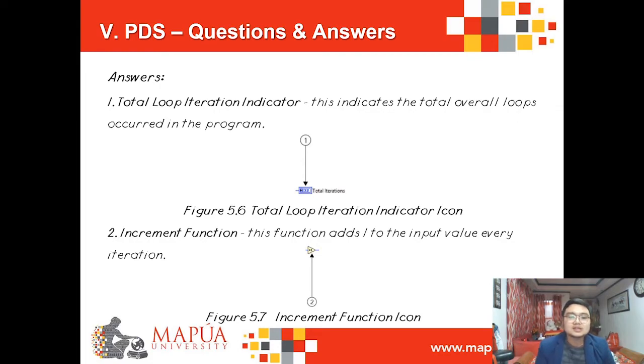So next is the increment function. In figure 5.7, it can be observed that the increment function contains the label +1. Therefore, this function adds 1 to the input value every iteration.